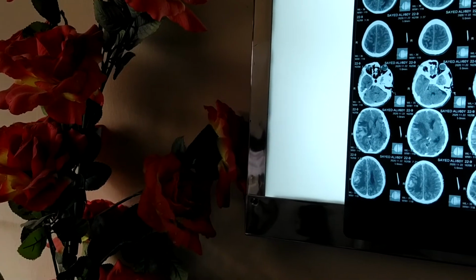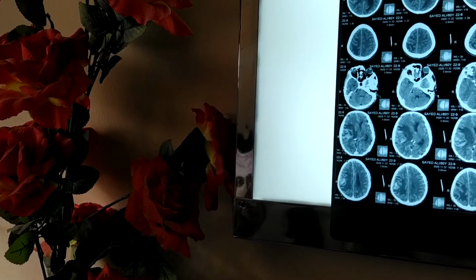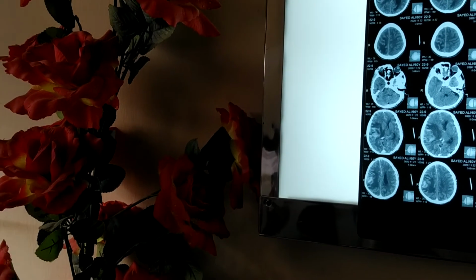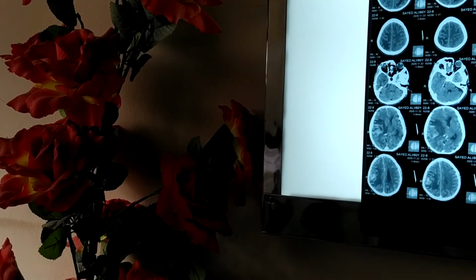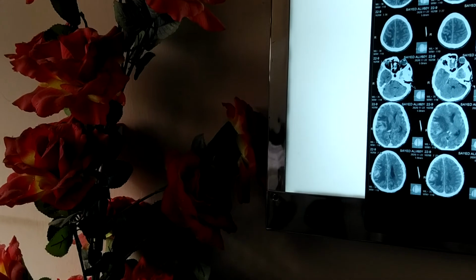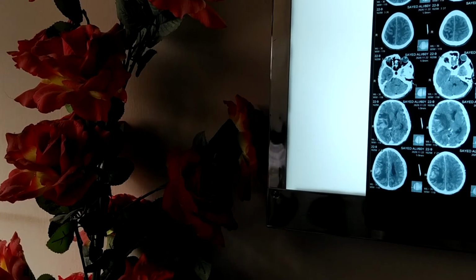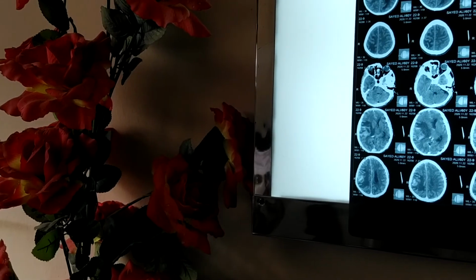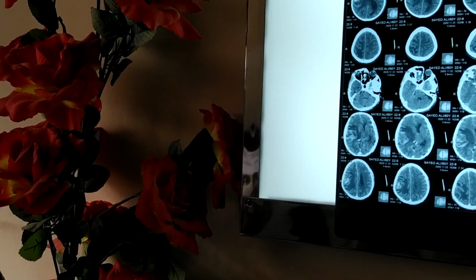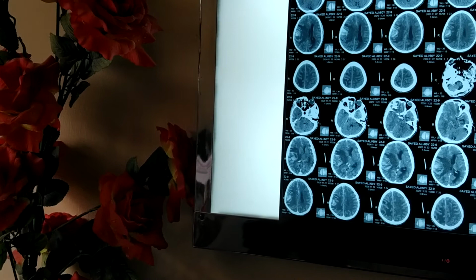So when you see any CT scan with this type of lesion, the suspicion of glioma or IOL should be inside your mind. So thank you very much.